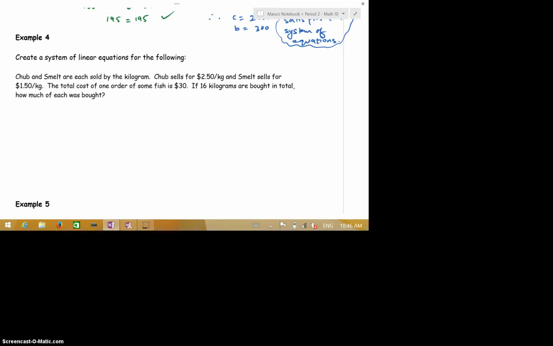So the first thing that we're being asked is how much of each was bought. So we're going to set that as our let statement. So I'm going to say let the amount, and amount is in kilograms here, of chub bought equals C, and then let the amount of smelt bought equals S.